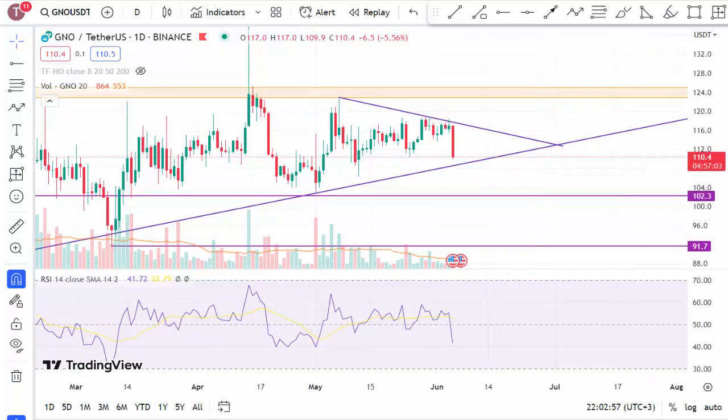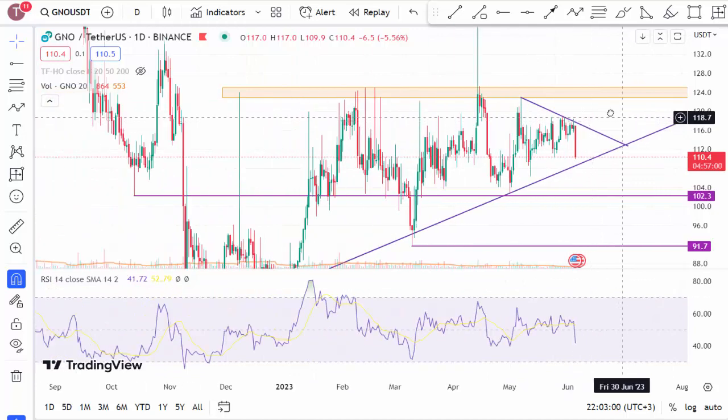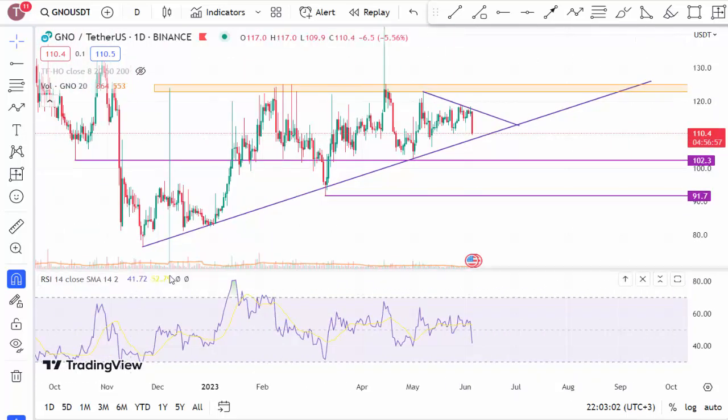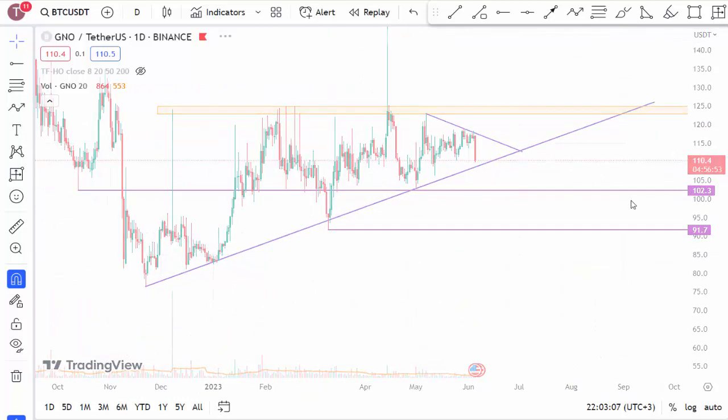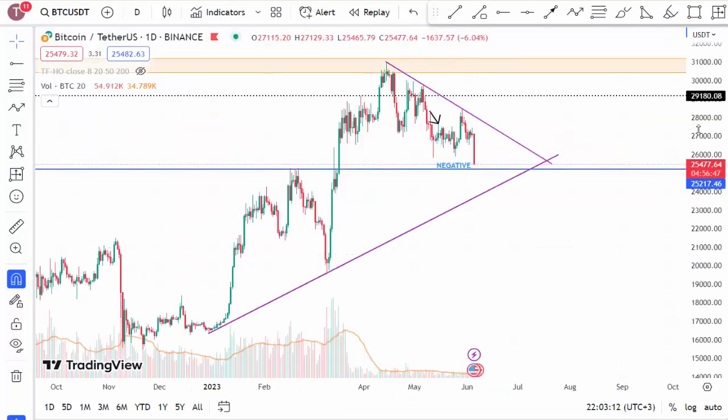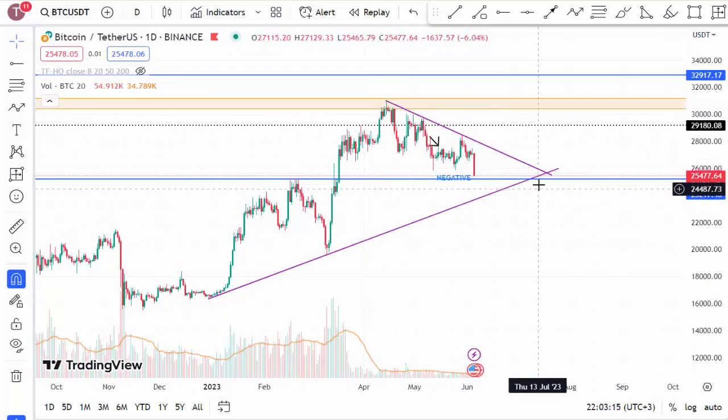If we look at the Bitcoin chart, we can say that it is similar to the previous chart. We have both an ascending triangle and a descending trend, with price movements contained within a triangle. Along with that, Bitcoin has experienced a decline of around 6% in the recent day.